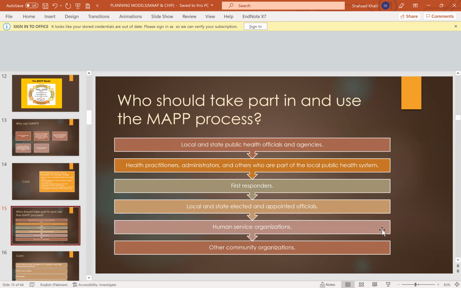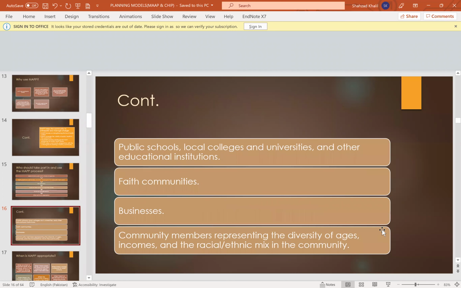Who should take part in and use the MAP process? Local and state public health officials and agencies, health practitioners, administrators, and others who are part of the local public health system. Then the first responders. Next, local and state elected and appointed officials, human service organizations, other community organizations, public schools, local colleges and universities and other education institutions, faith communities, business, community members, representing the diversity of ages, income, and the racial ethnic mix in the community.